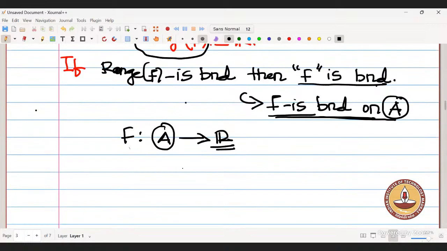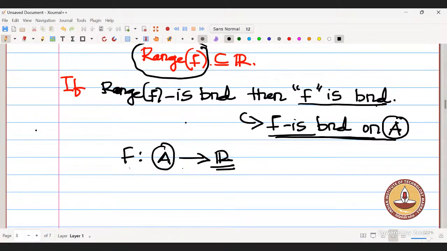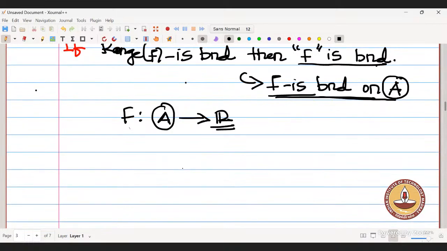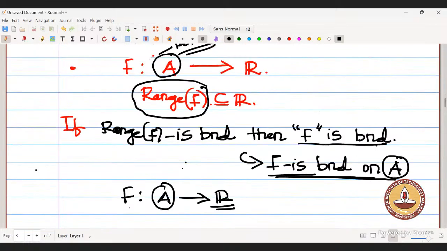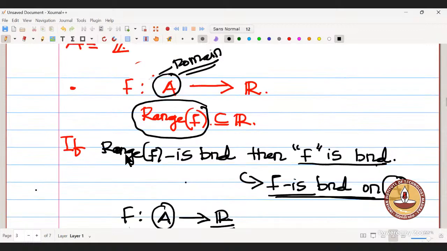Sir, in a question there are two options, like tan is an unbounded function on R. I'll come to that. But now you just tell me about this statement. Whether a function is bounded or unbounded is determined by whether the range is bounded or not. But how are you getting the range? The range depends on the domain, right? Correct, sir. So that's why I'm saying.